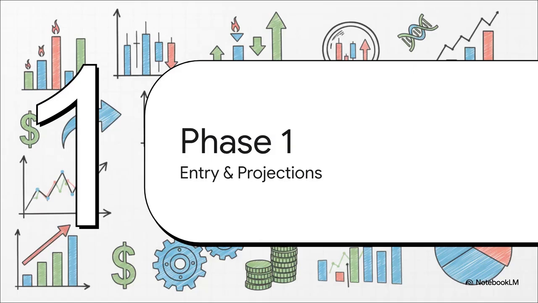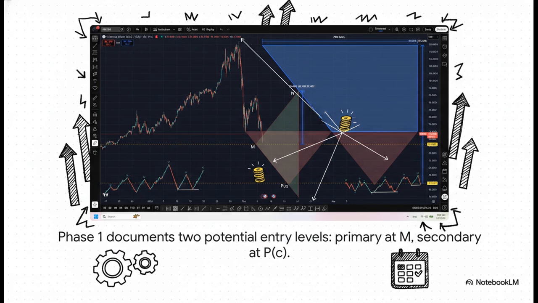All right, let's get into the first documented phase of this whole cycle. This part is all about the entry plan and the specific calculations that go along with it. So according to the documentation, Phase 1 officially kicks off on February 5th, 2026. That's triggered the moment the price hits the primary entry level, which you can see labeled as M on the chart right at $65. The model also lays out a secondary entry level labeled PC, which is set at $43.56.